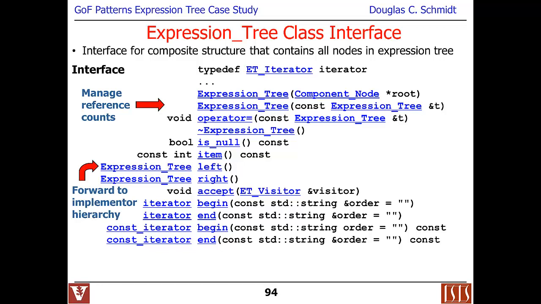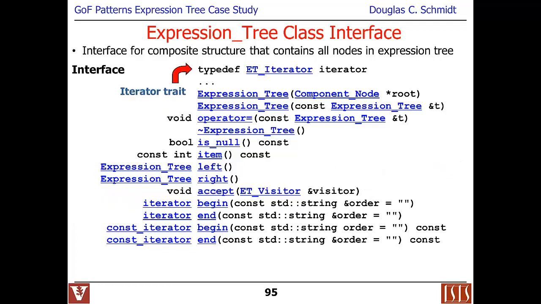We then have a bunch of accessor methods that forward to the implementer hierarchy. So these would be things like left and right and item. They return the appropriate elements that are needed for various purposes. And then we've got the accept method. I talked about that briefly before. We're going to talk about this much more when we talk about other patterns like visitor and iterator. We'll come back to that.